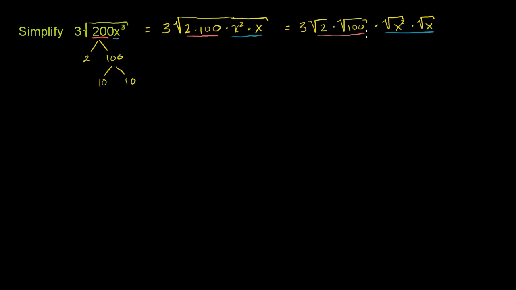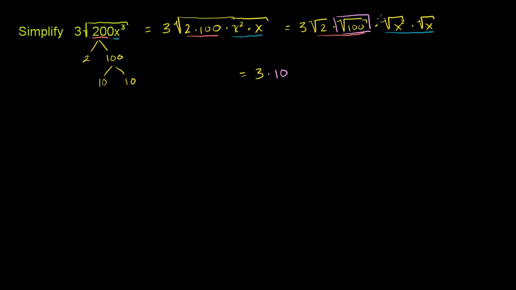Now, several of these are not too hard to evaluate. So we have our 3 out front. So this is going to be equal to 3. And then let me mark off the terms. Let's do this one first. What's the square root of 100? Or the principal root of 100? The positive square root. Well, it's 10. 10 times 10 is 100. So it's going to be 3 times 10. That's that term right there.